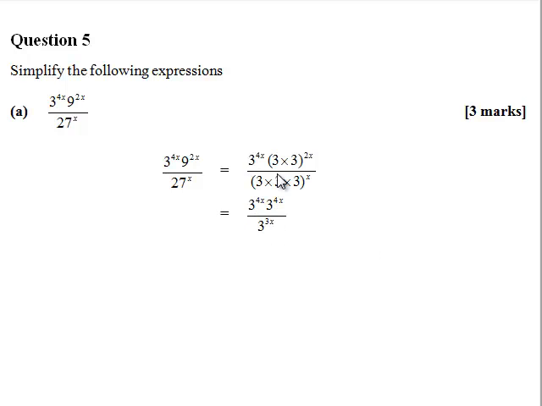3 to the 4x, that's 3 to the 2x times 3 to the 2x, which gives us 3 to the 4x, and we've got 3 to the x times 3 to the x times 3 to the x, which is 3 to the 3x. Okay, so we've got 4x and 4x, which means we've got 3 to the 8x in the numerator and 3 to the 3x in the denominator. So 8 minus 3 gives us 5, so the answer is 3 to the 5x.